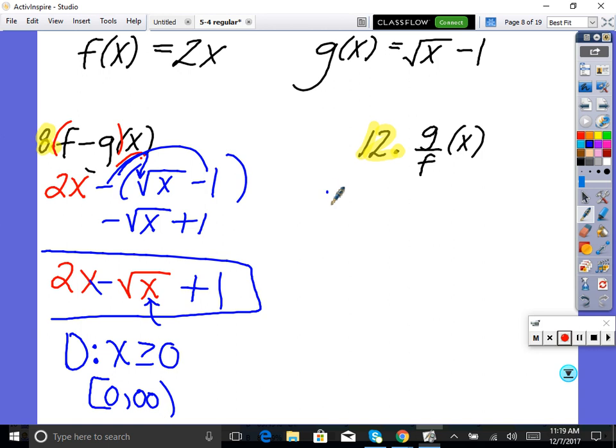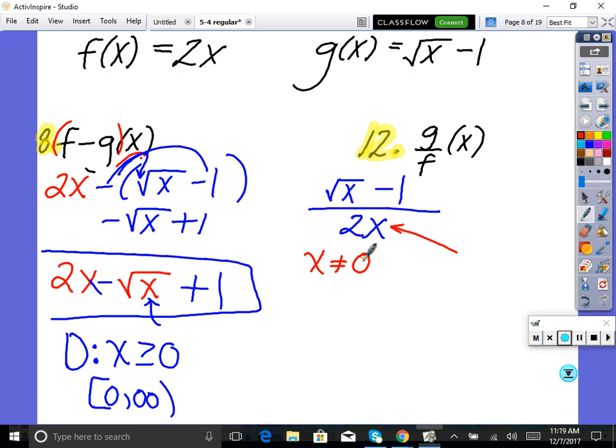So g on top is square root of x minus 1, divided by 2x. Now in this one, that doesn't simplify, does it? We can't do anything here. So that's our answer. Interestingly enough, in this one there are two problems. Problem number 1: we can't divide by 0, can we? So x cannot be 0, true? 2 times 0 is 0, and bad news happens then.